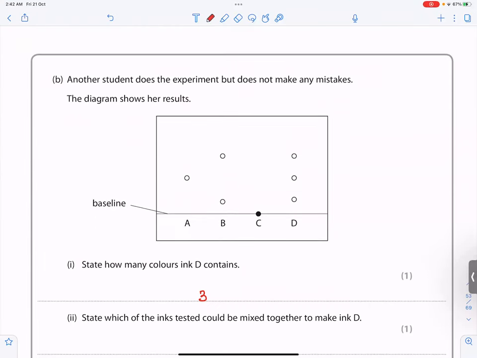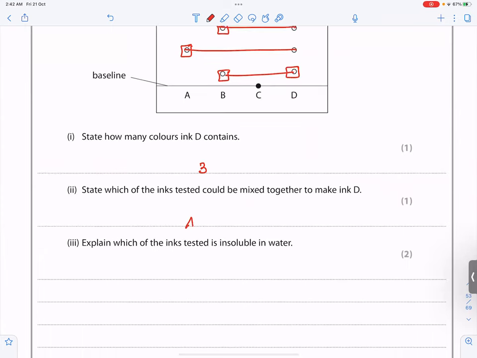State which of the ink tested could be mixed together to make ink D. By comparison, ال spot اللي في D matching ال B. والسبوت تانية ماتشنج الـ A والسبوت تالتة ماتشنج الـ B برضو، يبقى أنا أقدر أعمل ميكسينج للـ A والـ B.